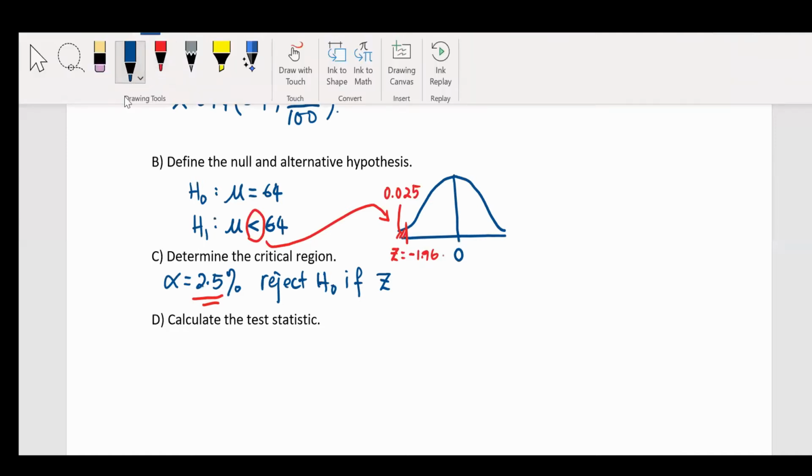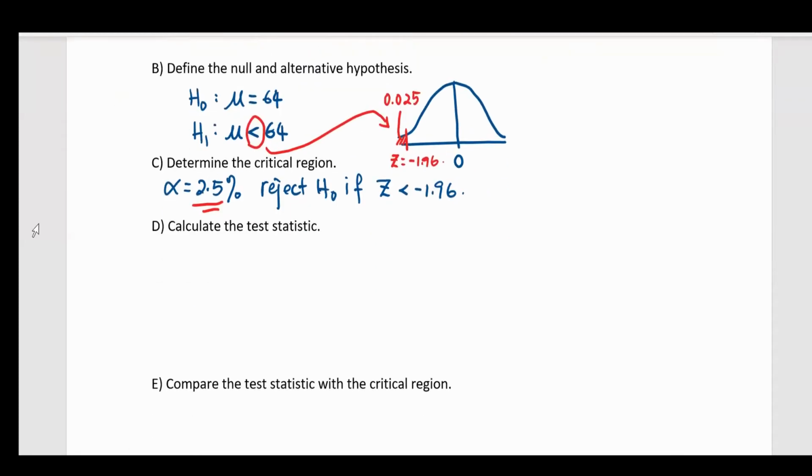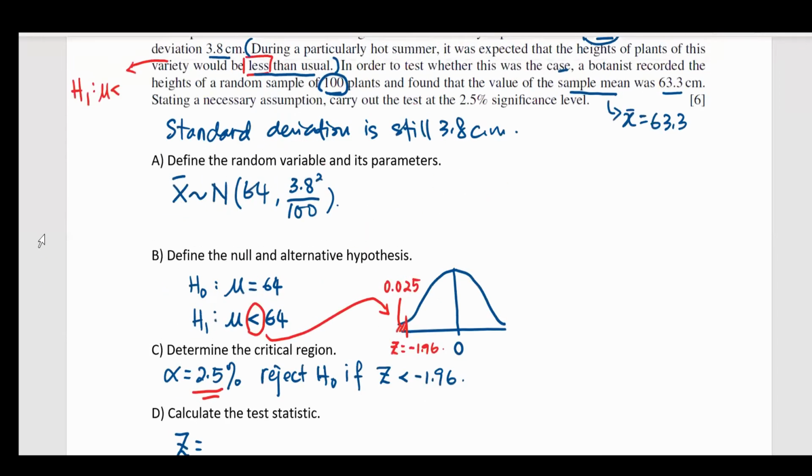So we will reject H0 if the z-score value is found to be less than negative 1.96. Now we have determined the critical region, and we go on to the next step. Calculate the test statistic, which is going to be the sample mean. What is the sample mean? 63.3, given by the question.